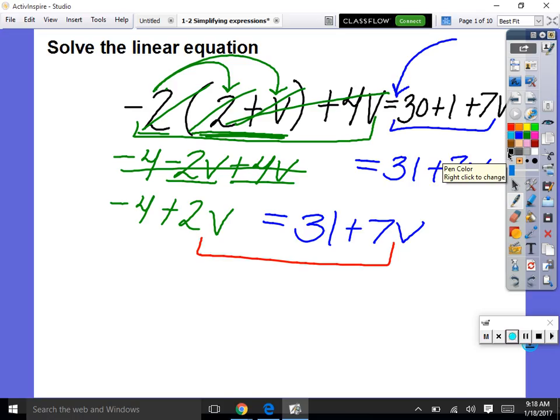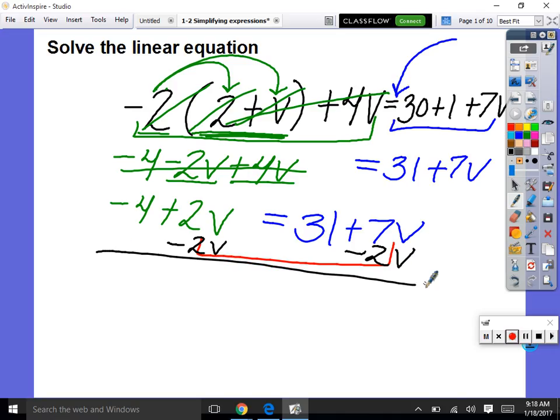This is positive 2v, so shouldn't we subtract 2v? Now we're doing that to both sides of the equation, so don't forget your equal sign. That's what a lot of people will forget. So over here, combine like terms: -4, and then 2v minus 2v does not become 0 here. Equals, over here we have 31 still, and then we have positive 7v minus 2v is how many v's? Good, positive 5v, right?